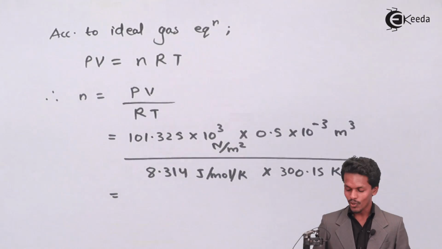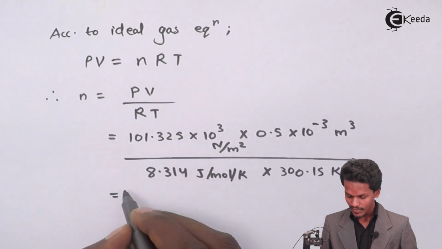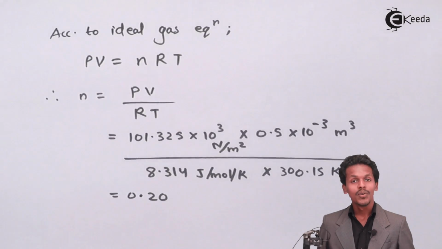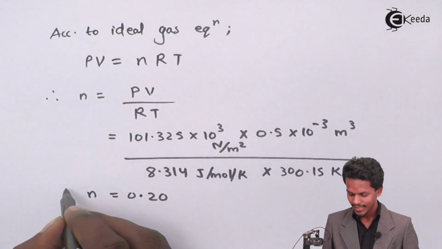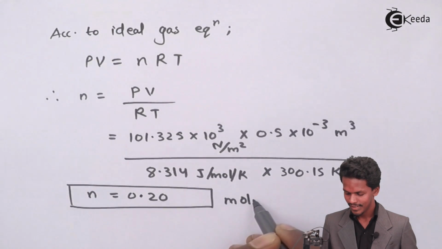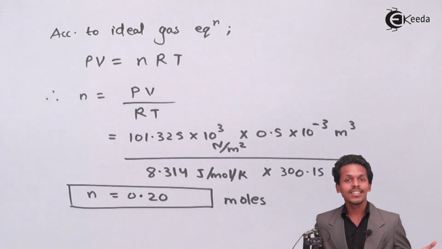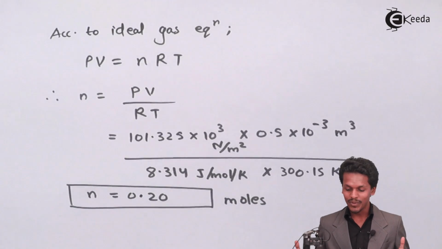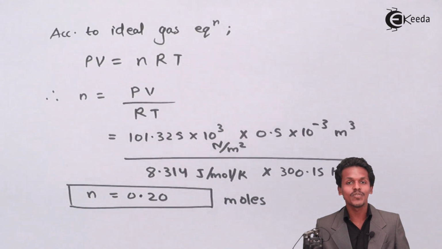The value that we have got is 0.2 moles. So this is the number of moles of hydrogen that we calculated using this formula.